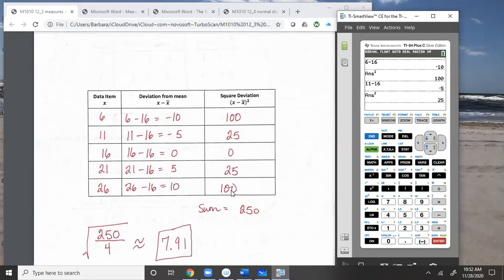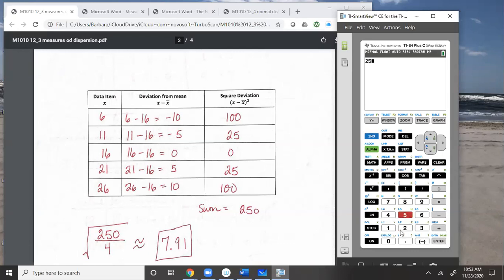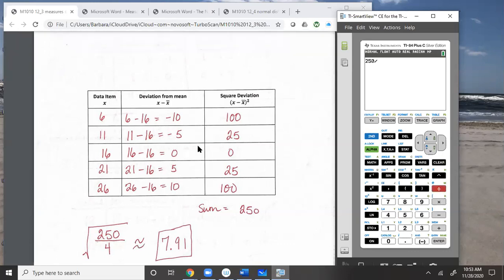The last step is to add everything up. So the sum of all the differences squared is 100 plus 25 plus 25 plus 100. We could probably do this in our head. That's 250. Take that number, 250, divide it by n minus 1, which is 5 minus 1, which is 4.